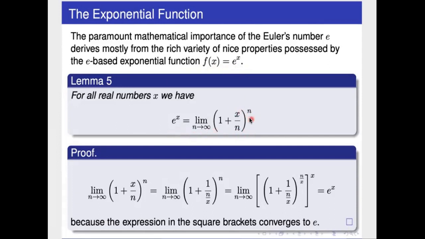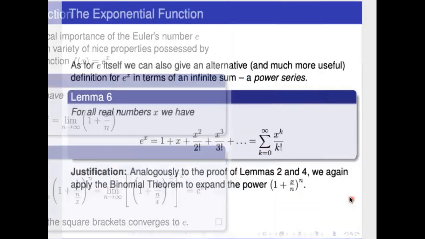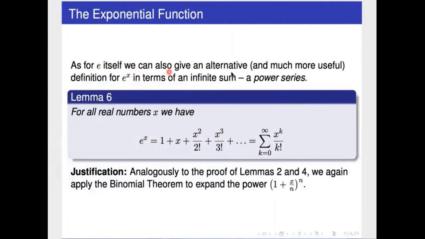This can be proven by showing that the limit as n approaches infinity of 1 plus x over n raised to the power of n equals the limit as n approaches infinity of the square bracket 1 plus 1 over n over x raised to n over x, raised to x, equals e raised to x, because the expression in the square brackets converges to e. As for e itself, we can also give an alternative, and much more useful, definition for e raised to x in terms of an infinite sum, a power series.